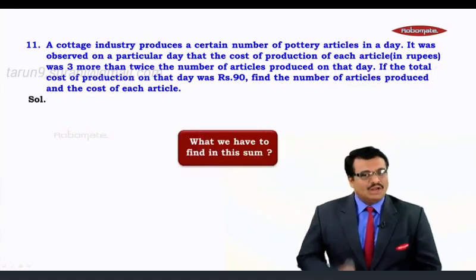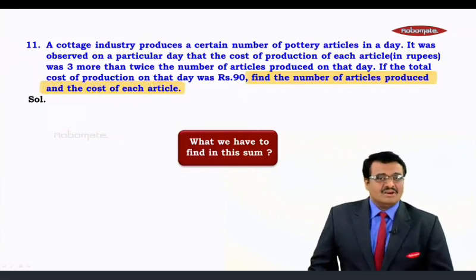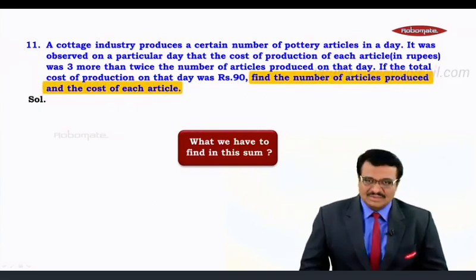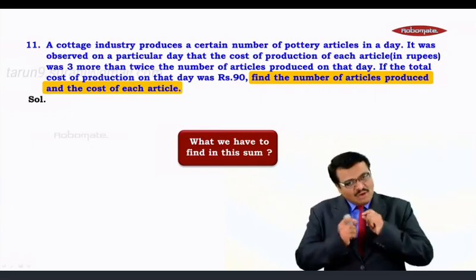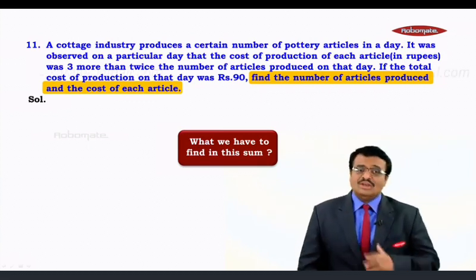Now, what do we have to find in this sum? Find the number of articles produced and cost of each article. Two things we are supposed to find out. Any one of them can be taken as X. Now, who is to be taken as X?